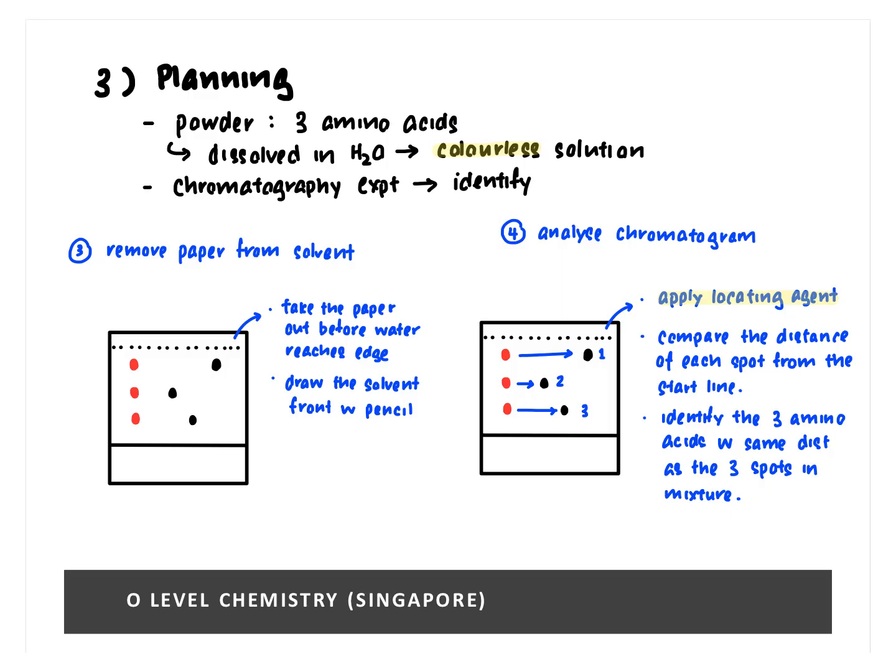So then we will be able to identify the 3 amino acids with the same distances as the 3 spots in the mixture. Now the diagram shown is obviously simplified because there are many amino acids out there, so we need to spot as many as we can, and then from the resulting chromatogram we can see which 3 pure amino acid samples the 3 spots in the mixture correspond to.